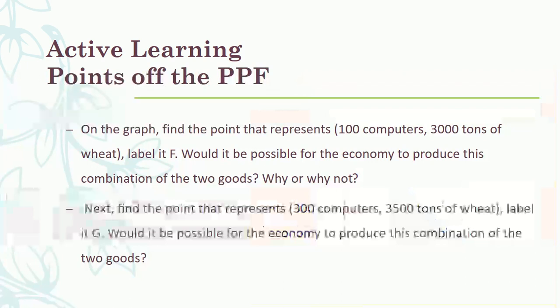Now coming towards active learning points of the PPF. On the graph, find the point that represents 100 computers, 3,000 tons of wheat. Label it point F. Would it be possible for the economy to produce this combination of the two goods? Why or why not? Next, find the point that represents 300 computers, 3,500 tons of wheat. Label it G. Would it be possible for the economy to produce this combination of two goods?